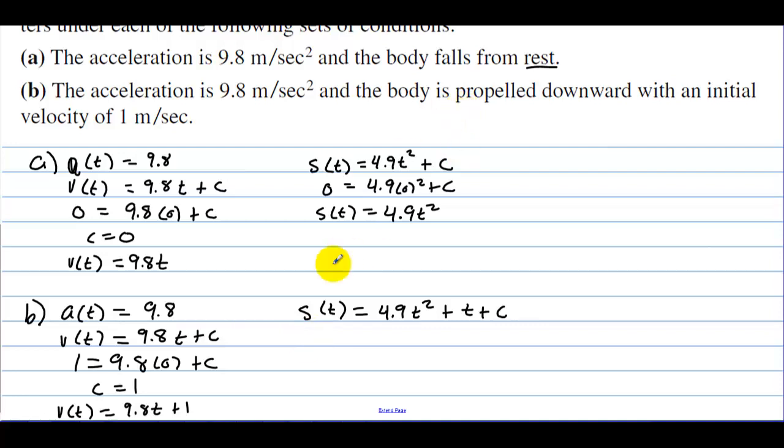Now again, the body is falling from a height of 0, so 0 equals 4.9 times 0 squared plus 0 plus c. That means the constant is 0, so s of t is 4.9 t squared plus t.